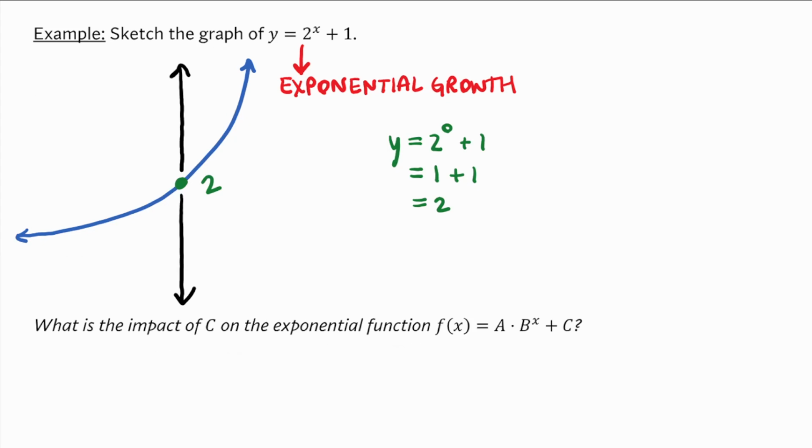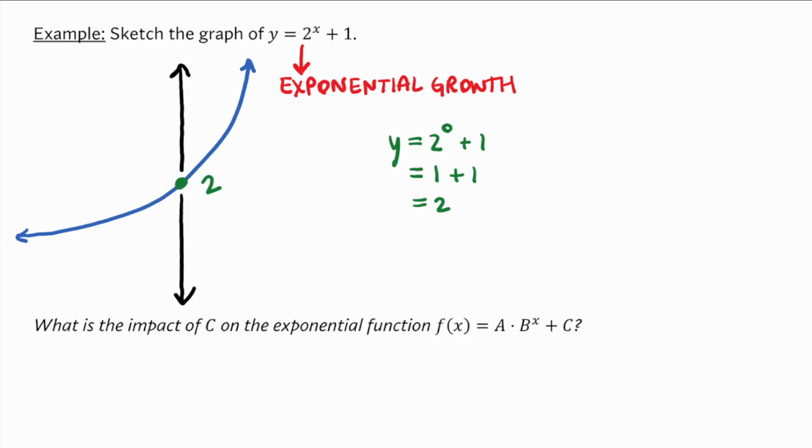But all of these y-coordinates are going to be bumped up by 1. And I don't think we graphed 2 to the x. We graphed 4 to the x, a very similar graph. And we saw that it approached y equals 0, the x-axis, as x went towards negative infinity. And so that's not going to be the same anymore, right?